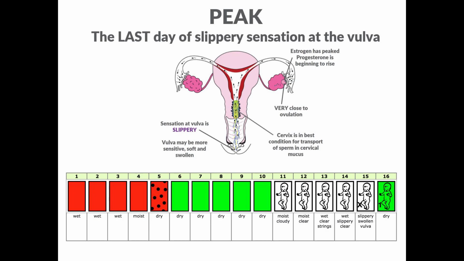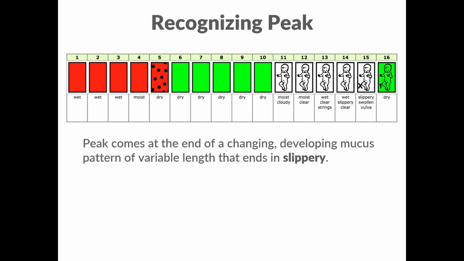All right, so here is our example. We've got a great, again, changing, progressing pattern. It ended with slippery on day 15, and then she dropped off down to dry. Now, it's important to note that this drop off doesn't have to be all the way to dry, but it should not be wet or slippery any longer. So she marked that day with her green baby stamp and went back, marked peak day, and started to count 1. So that peak, again, comes at the end of that changing, developing pattern, ending in slippery.